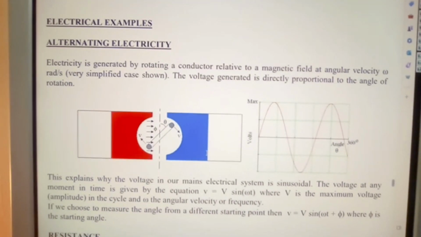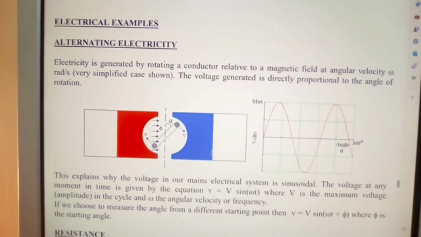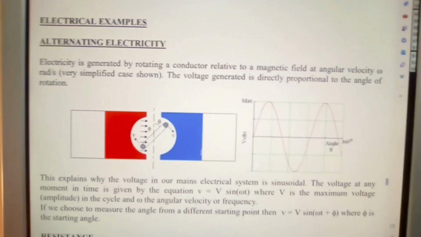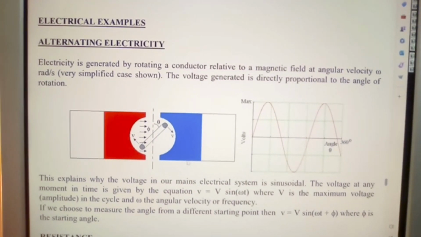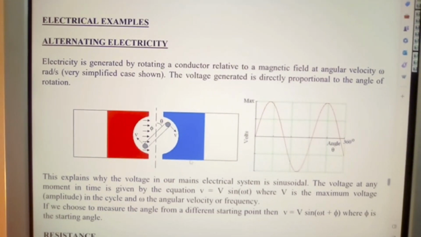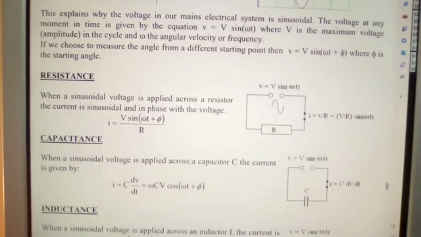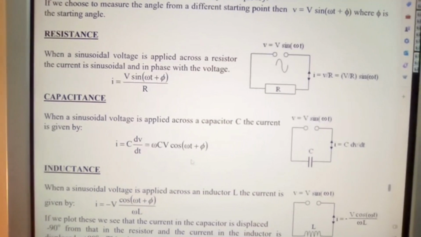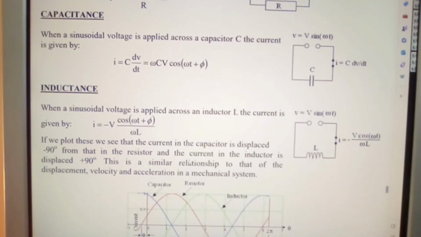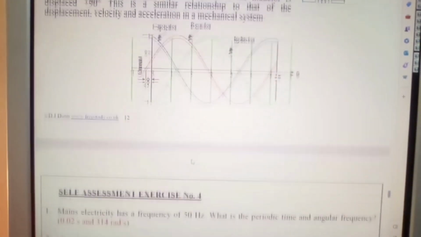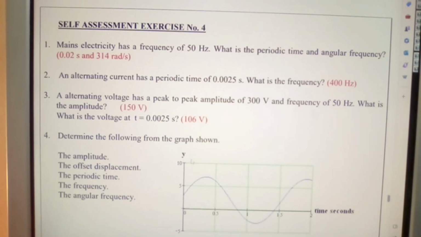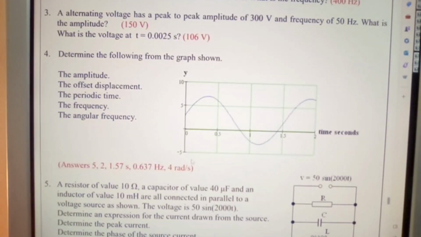Alternating electricity, right? Well, you're training to be electricians and engineers, so this should be familiar to you. So I'm not going to go through this with you. Don't need to. Okay. Again, we've covered this not so long ago. So again, I'm not going to go into this in any depth, okay? You can look at this for yourselves. And the exercise here is for you to do, okay?